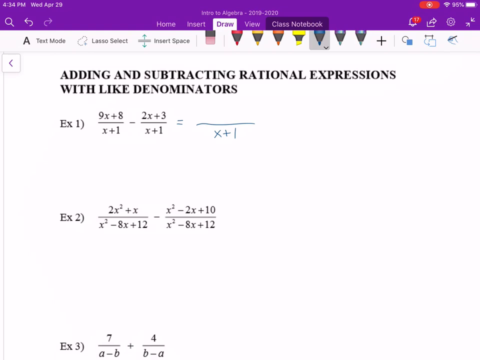So for this first example, they already have a common denominator. The only thing we have to be really careful of when we do subtraction is that every term after the subtraction gets that negative. So it's really 9x minus 2x, and then 8 minus 3. So sometimes when we get to our final answer, we will need to simplify if possible. In this instance, we can't factor the numerator, we can't factor the denominator. We, of course, can't just jump in and cross out those x's. So this would be as good as it gets.